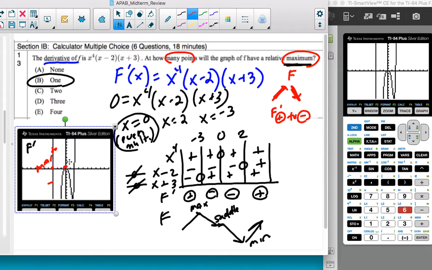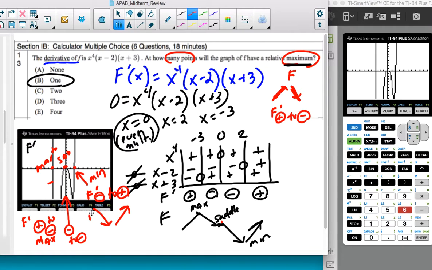This is a situation where there's no sign change, so f prime has a saddle like we saw here. F prime went from positive to negative, which is how I know I have a max. Here, there's negative to negative, so there's a saddle. And at this spot right here, this is a min because my f prime was negative to positive. That means that f is going down to up, and so that's a min.